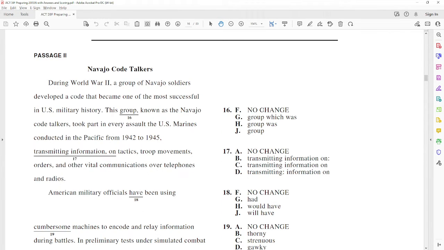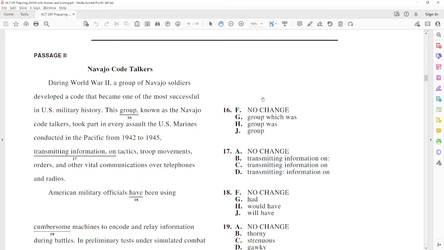16. During World War II, a group of Navajo soldiers developed a code that became one of the most successful in U.S. military history. This group, question 16, known as the Navajo Code Talkers, took part in every assault the U.S. Marines conducted in the Pacific from 1942 to 1945. And then it goes on with some extra information.